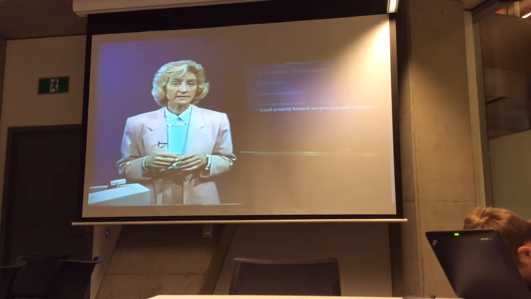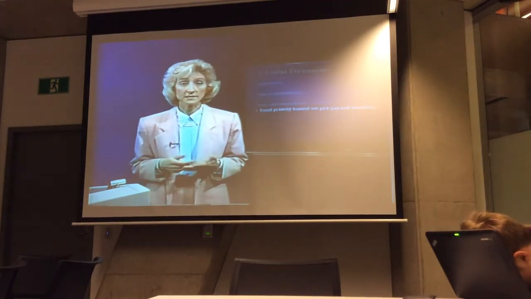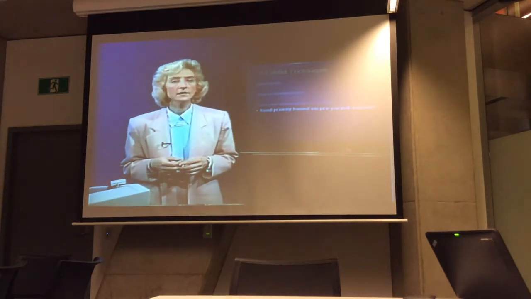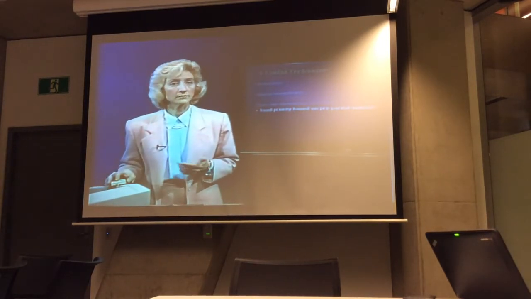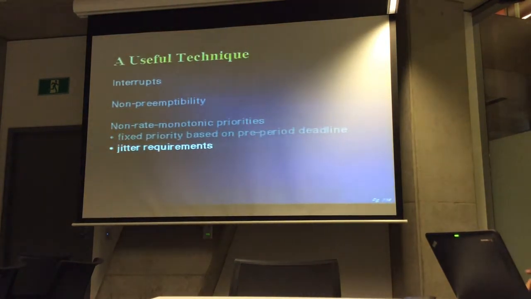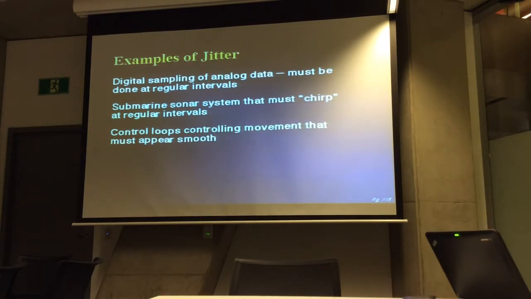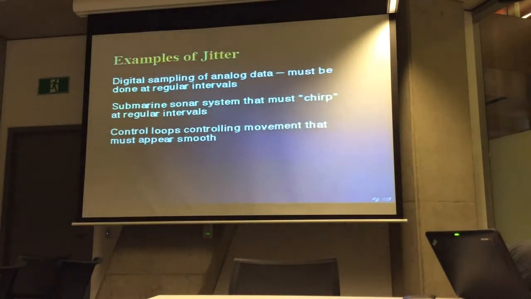An example of a pre-period deadline is when you have a system that must respond to an input event before the data disappears. Data doesn't linger until it changes with the next period. There are, of course, other situations when you might assign priorities in a way that's not exactly rate monotonic. For example, jitter requirements. You may not all be familiar with the term, so let me explain by way of a few examples. Digital sampling of analog data. A submarine sonar system that must chirp at fixed intervals. Control loops where you're controlling the movement in an analog system, and it must be smooth, such as servo motors in an airplane's wing flaps, an automobile's braking system, or cruise control.